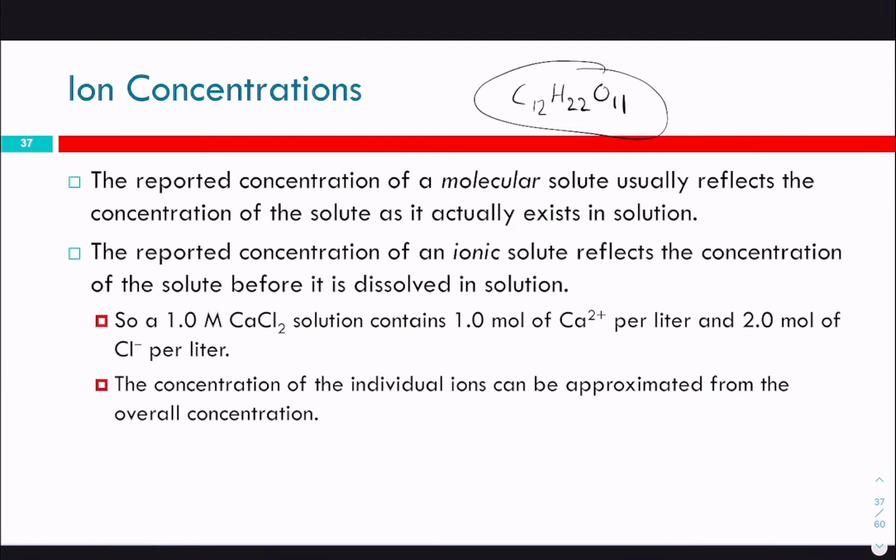When we dissolve these ionic compounds, we're getting 1 calcium. So in 1 liter of a 1 molar solution, we would have 1 mole of calcium ions, but we would get 2 moles of those chloride ions, because for every one of those that breaks apart, we get 2 chloride ions off of it. So the concentration of the individual ions can be approximated from the overall concentration.